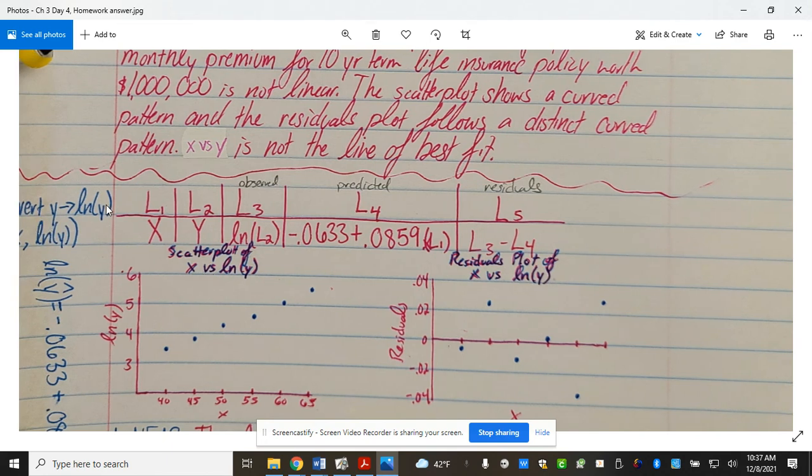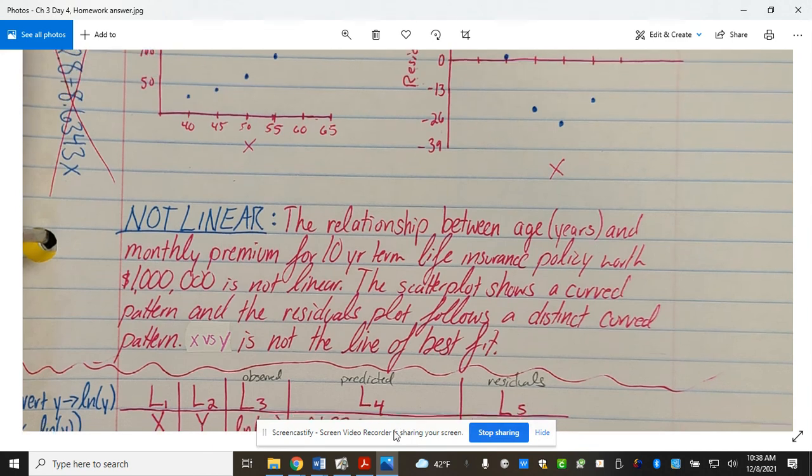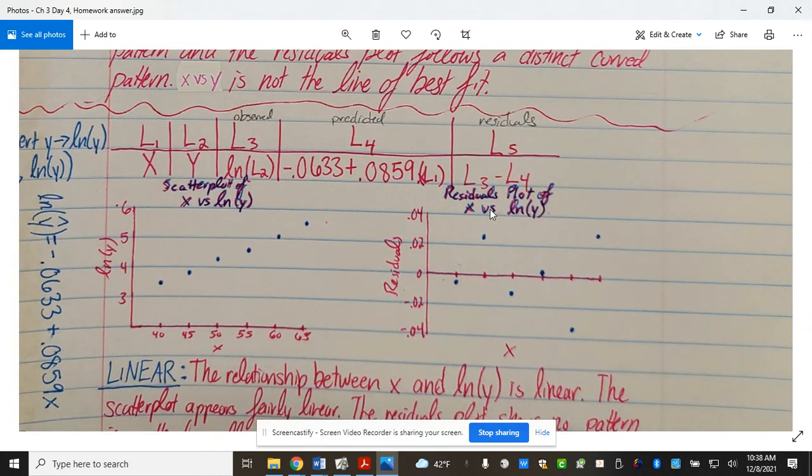Converting my Y to natural log of Y, I end up getting the equation that is natural log of Y hat equals negative 0.0633 plus 0.0859X. That definitely makes my scatter plot of X versus natural log of Y look a whole lot better than my first one. It looks a whole lot more linear.